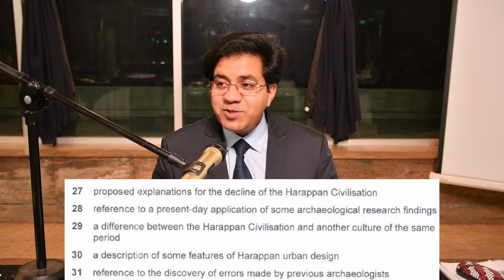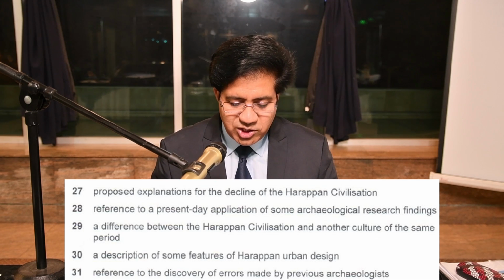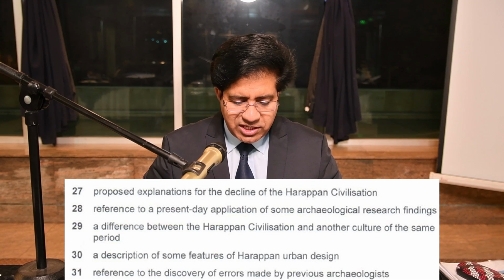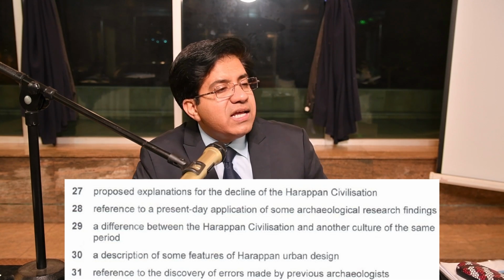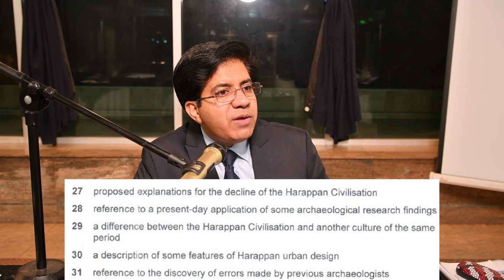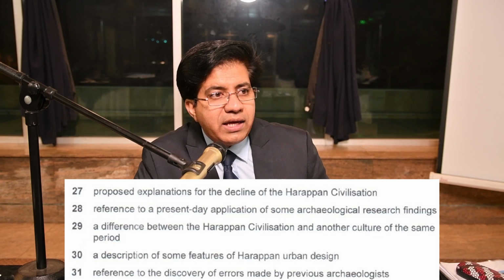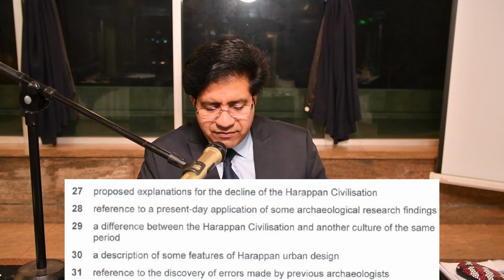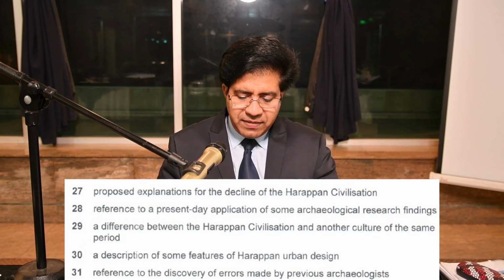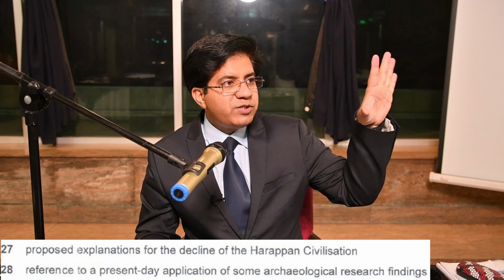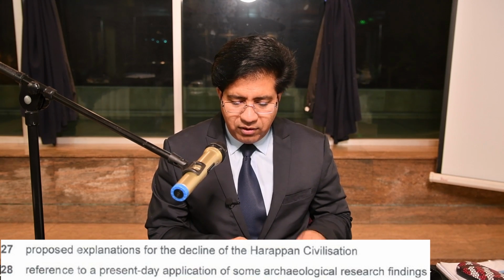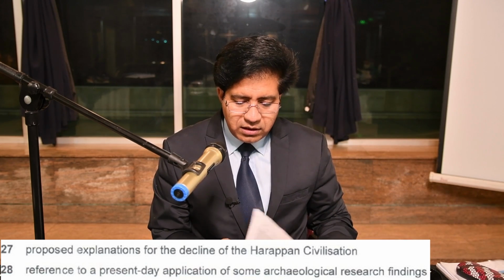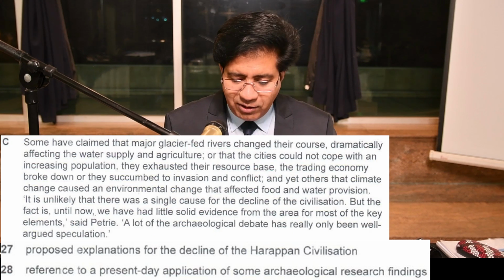Again, which paragraph contains the following information? Okay, let's just do it. Question number 27. Proposed explanations for the decline. Underline the word decline. The synonym for decline is fall, of the Harappan civilization. I'll give you some hint. Page number 68, first 4 paragraphs, A, B, C, D. Scan it. Look for the word decline, fall, or anything like that. Explanation for the decline means why Harappan civilization fell. No, don't tell me the answer now, just wait.